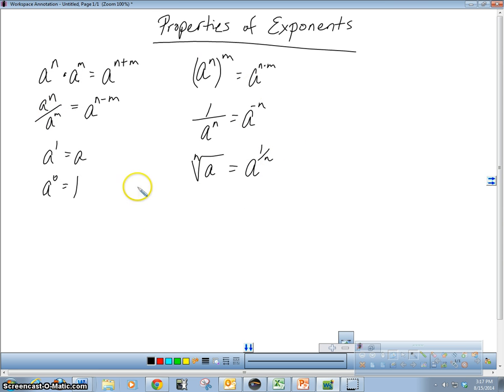Okay, so we're going to use all of these. And I'll show you where we're going to use this one here, but we'll use all of them in a couple of examples.